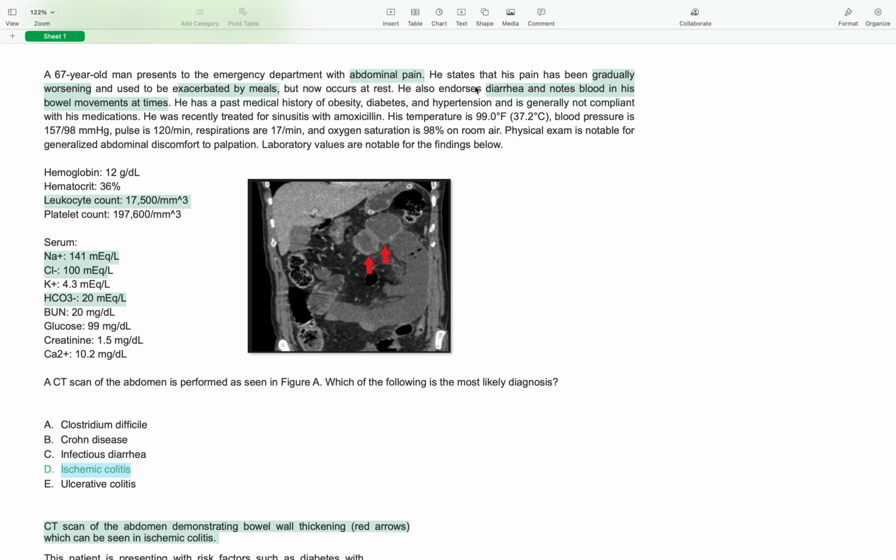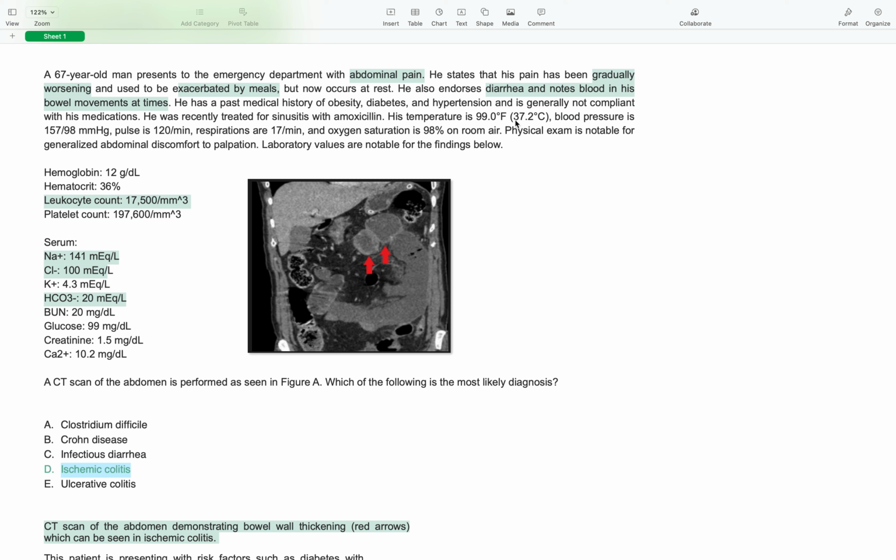He states that his pain has been gradually worsening and used to be exacerbated by meals, but now occurs at rest. He also endorses diarrhea and notes blood in his bowel movement at times. His past medical history is obesity, diabetes, hypertension, and he is generally not compliant with his medication. He was also recently treated for sinusitis with amoxicillin.